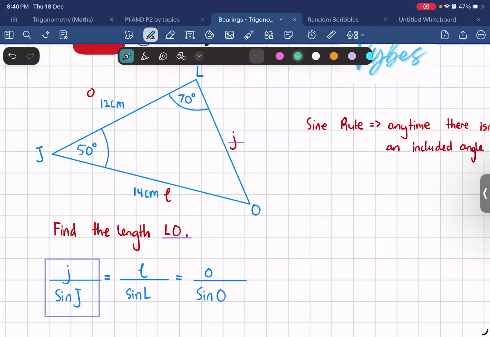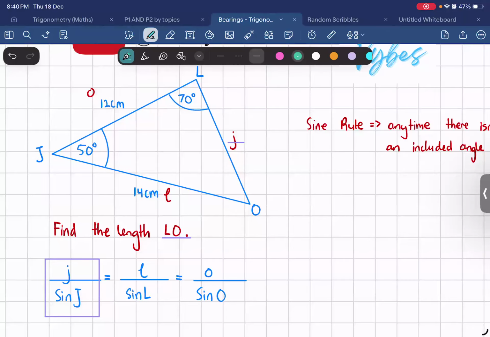And next step, we're gonna look for a pair of information. So are you seeing any pairs? So like the angle and the corresponding length?